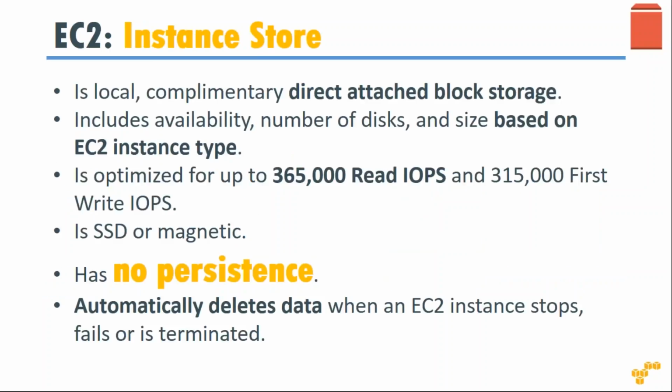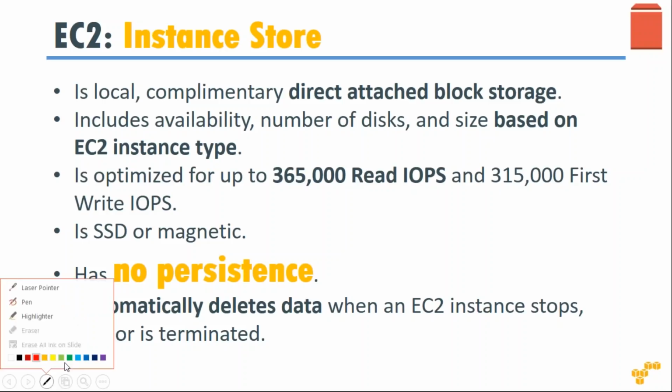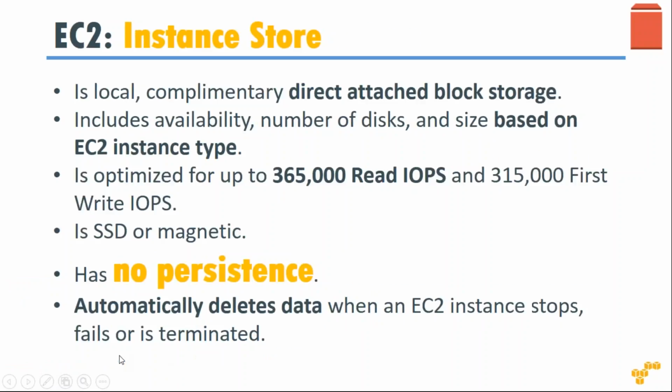The only difference between an EC2 instance store and an EBS volume is when you reboot the server, any data that is stored in an EC2 instance store disappears. It automatically, as the last point says, deletes all the data that you have stored or created on your instance store.